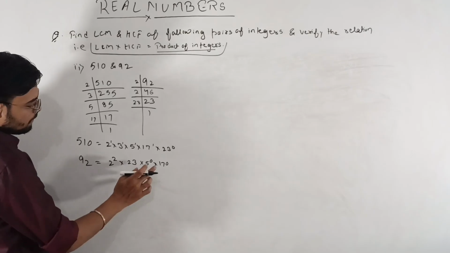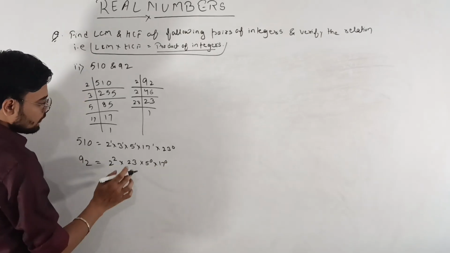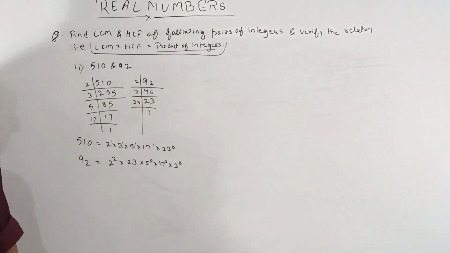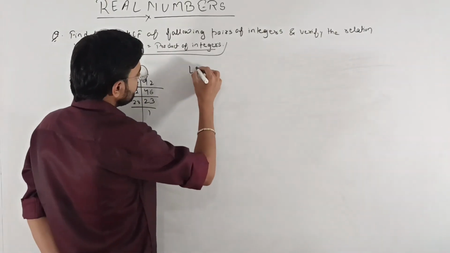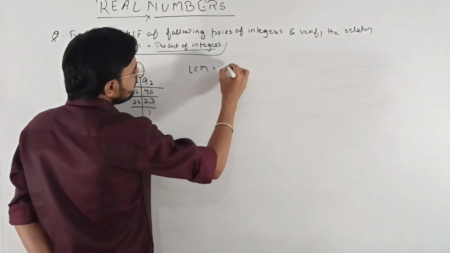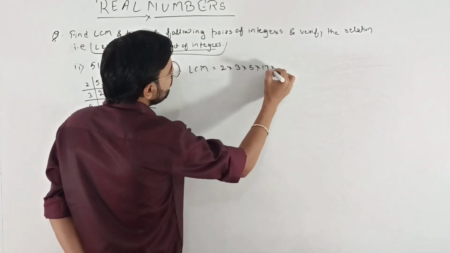2, 23, 5, 17. This is 17, not 170. 2, 3, 3. 3 is not present, then 3 to the power 0. Now LCM. 2, 3, 5, 17 and 23. 2 into 3 into 5 into 17 into 23.